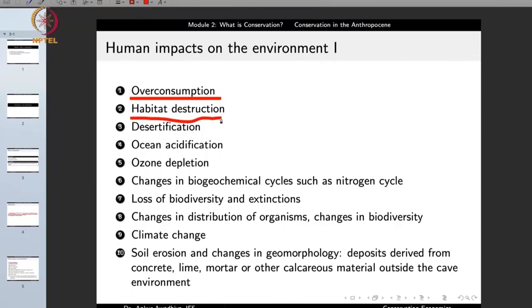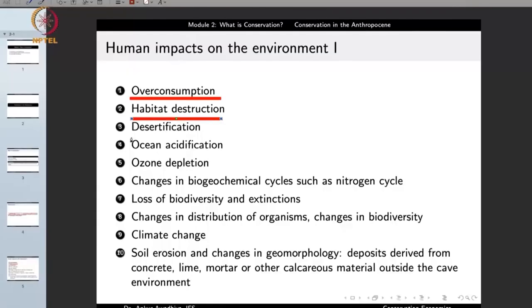Another one is habitat destruction. Now, habitat, as we have seen, is the natural home or abode of an organism. If we damage or destroy that habitat, and why will we destroy any habitat? Because of overconsumption. There is an animal that lives in the forest, let us consider elephants. Elephants live in the forest. Now, humans want to have access to wood. If humans take off most of the wood and convert these forests into abandoned land, the habitat of the elephant will be destroyed. So habitat destruction is also a major human impact on the environment.